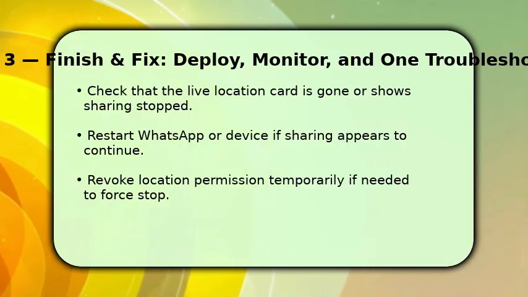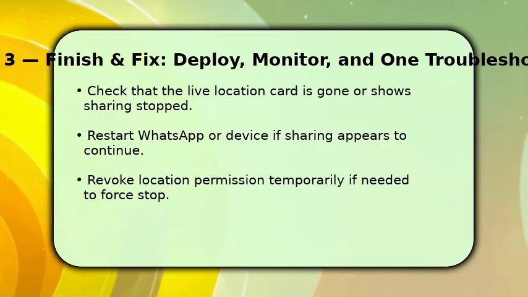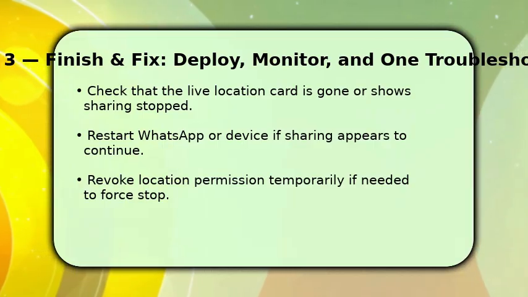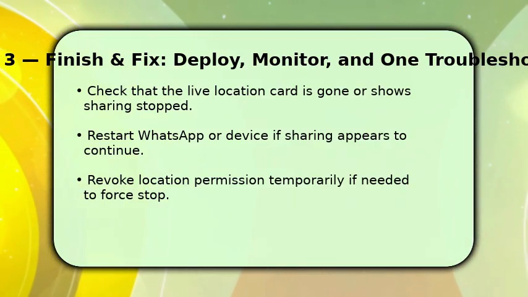As a last resort, temporarily revoke WhatsApp's location permission in system settings and then re-enable it. This forces a disconnect. If problems persist, update the app or contact WhatsApp.